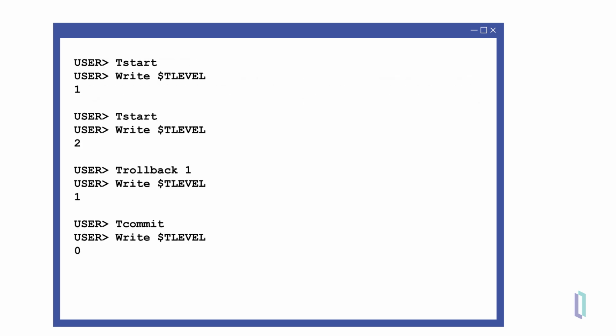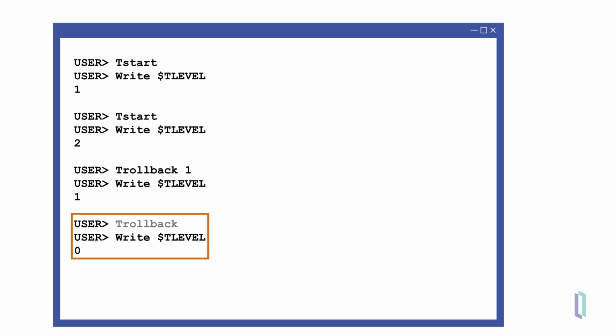InterSystems IRIS supports nested transactions in ObjectScript. Each call to tstart increases the transaction level, and only the final tcommit permanently commits the work. We can see this in the terminal using $TLEVEL, which shows the current transaction depth. After the first tstart, $TLEVEL is 1. A second tstart increases it to 2. If we run trollback 1, only the most recent level is undone, and $TLEVEL drops back to 1. The outer transaction is still active. If we then call tcommit, the level returns to 0 and all remaining changes are committed.